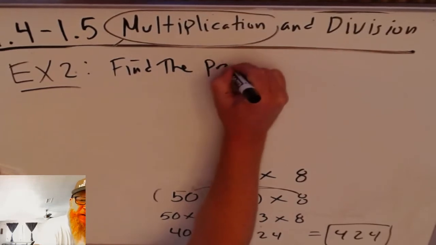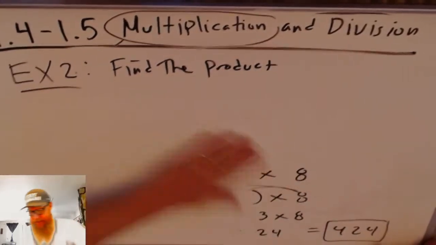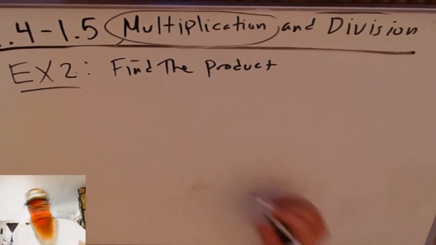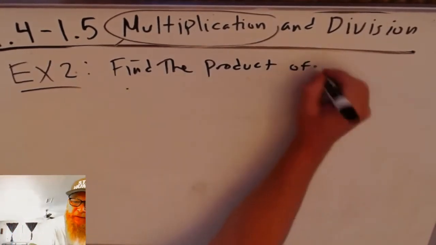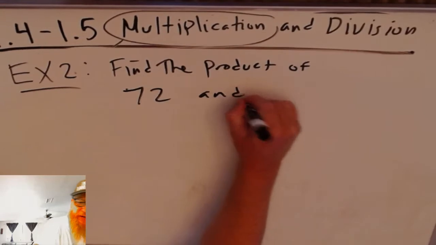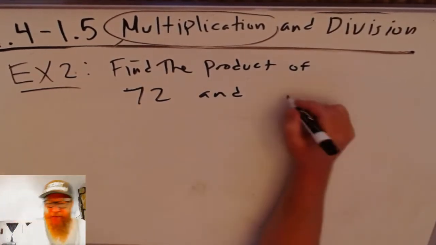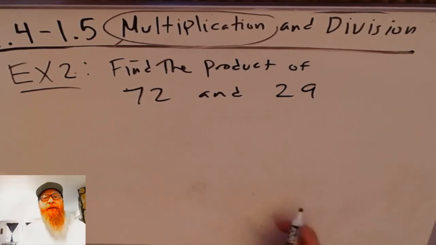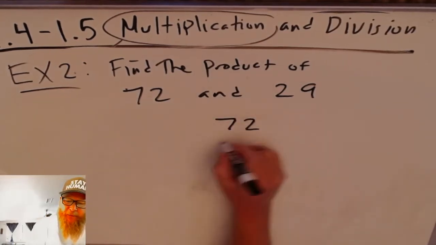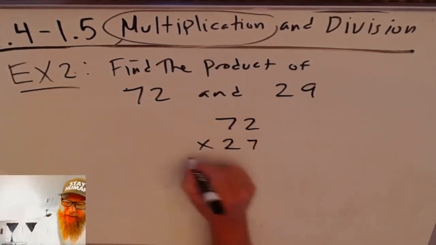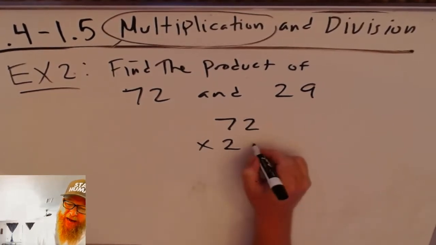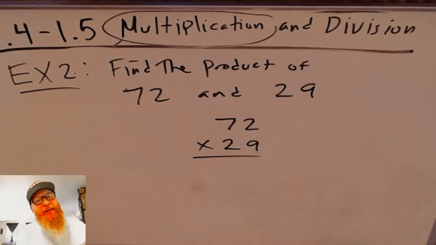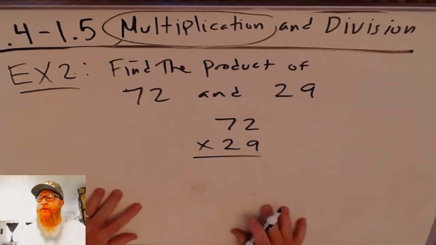I could also say find the product. Find the product of 72 and 29. So product means multiply. Turns out you don't have to put the larger number on top, but it just looks nicer. It typically makes it easier, especially when you get much larger numbers.